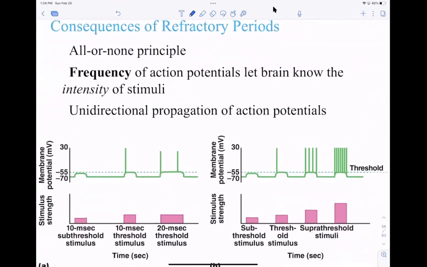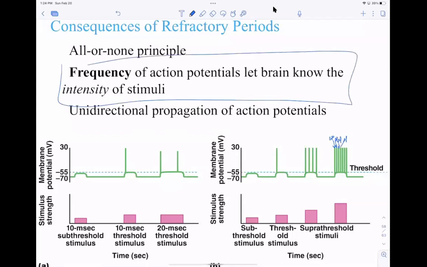The refractory period allows for a certain frequency of action potentials to occur. And because there's an absolute refractory period, you can have a frequency of action potentials, but they can't be on top of one another. They can't be continuous. So there is going to be a little pause. So this would be an action potential. And then that's another action potential. And that's another action potential, and so on. So there's a little pause between them.